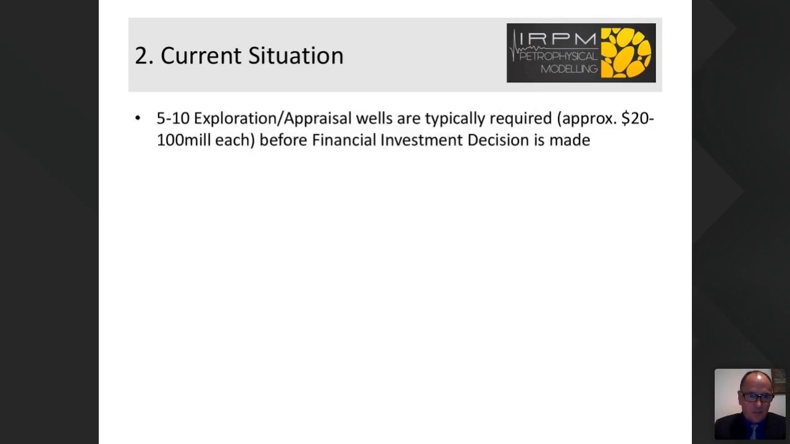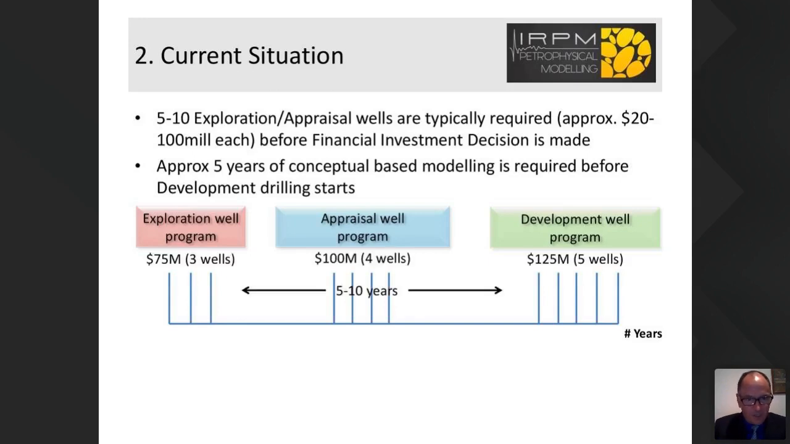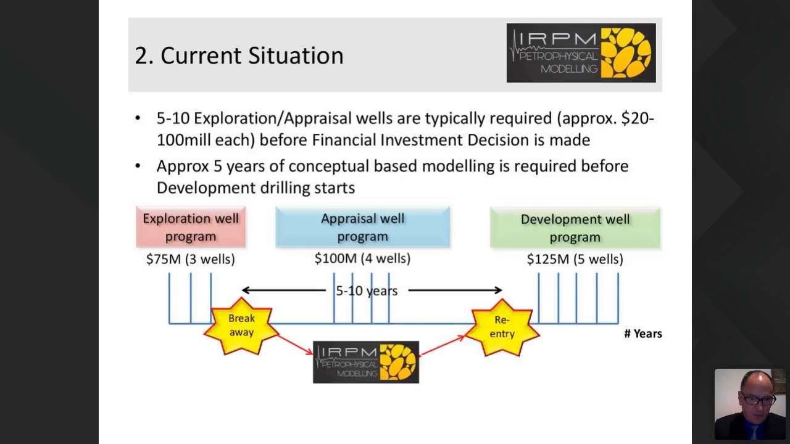So the current situation, we have typically 5 to 10 exploration wells, and they typically cost anywhere between $20 and $100 million before financial investment decision is made. So we have our exploration program, appraisal program, and development program. As I said, 5 to 10 years it takes to go through this program. You might have 3 wells in the exploration program, maybe 4 in appraisal, and maybe 5 in the development program.